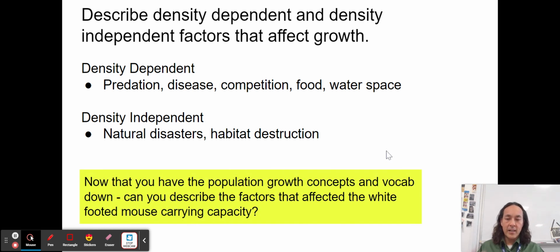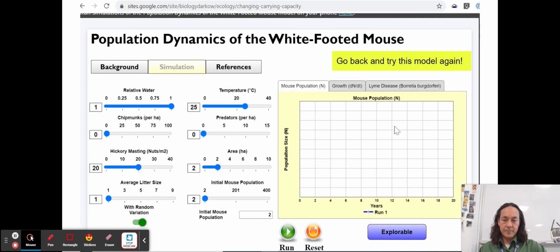So now that you have a couple of population growth concepts and vocab down, can you go back to that white-footed mouse carrying capacity and describe the factors that affected it? What affected it the most? And so this is what it looked like. We did it in class. It was pretty fun. We looked at, well, if we add chipmunks, are the chipmunks going to eat the white-footed mice? No, but they eat the food that the white-footed mice were using, and so it lowered the carrying capacity. We changed temperature. If we added predators, how did that interact with the system? And that was pretty fun to check out.